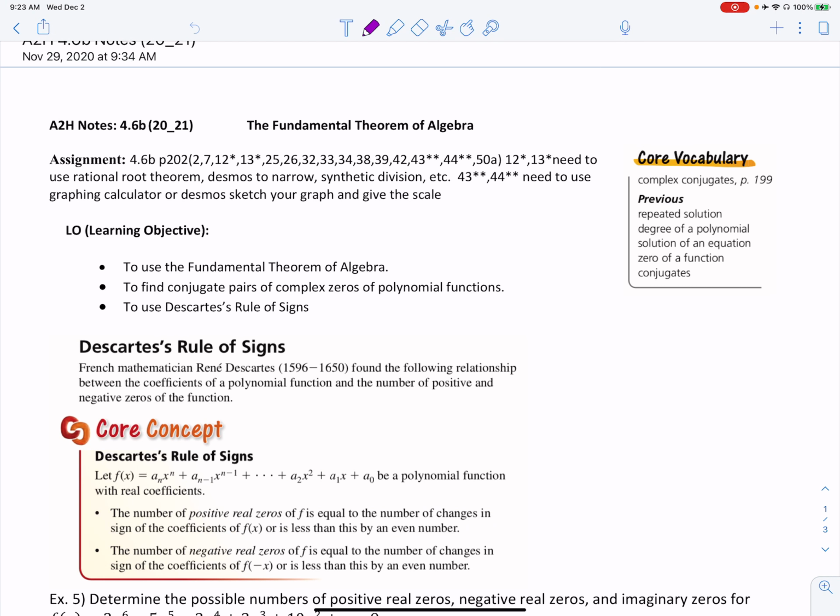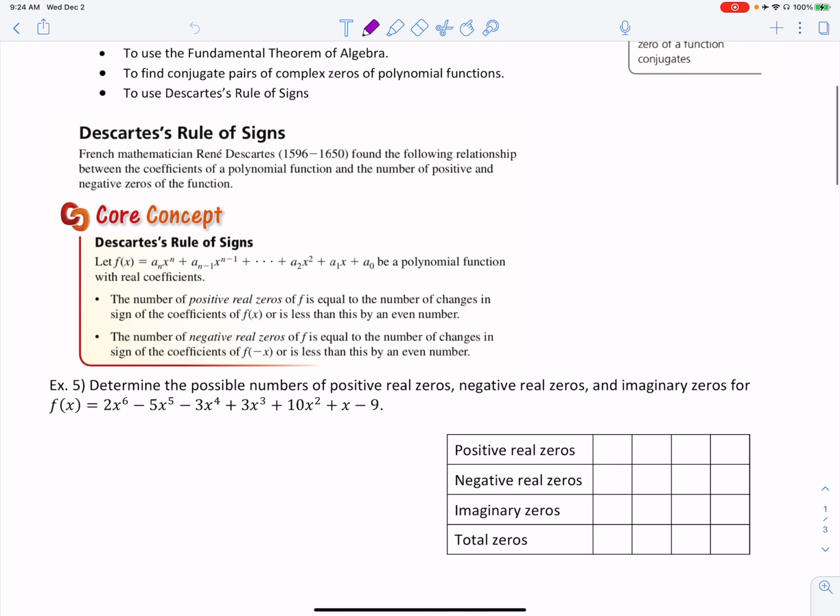Algebra 2 Honors 4.6b, still on the fundamental theorem of algebra, and we're going to look at Descartes' rule of signs today, which tells us more about how many solutions, positive or negative, to expect in a polynomial. So we're going to go ahead and jump right into Descartes' rule of signs.